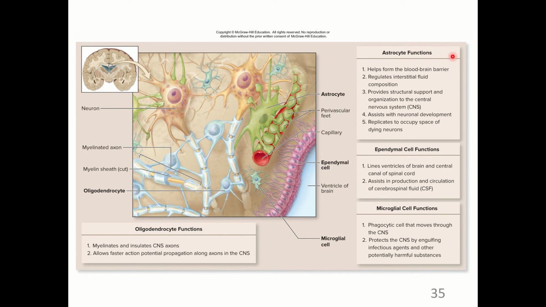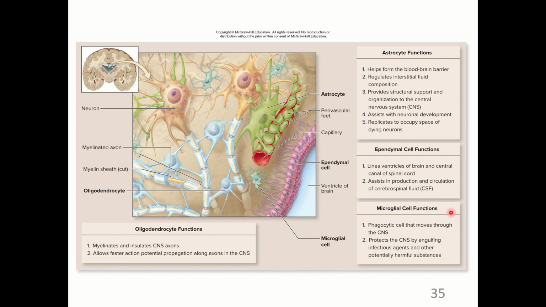The astrocyte functions are to help form the blood-brain barrier, regulate interstitial fluid composition by maintaining a constant supply of potassium ions, providing structural support and organization to the central nervous system, assisting with neuronal development, and replicating to occupy the space of dying neurons. Ependymal cell functions include lining ventricles of the brain and central canal of spinal cord, and assisting in the production and circulation of cerebrospinal fluid.